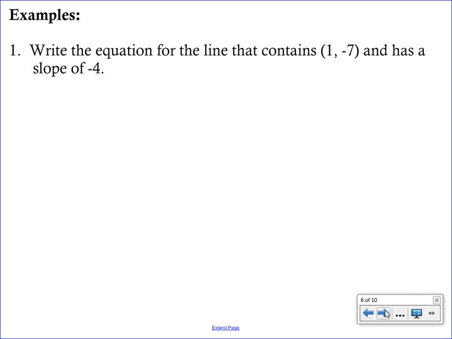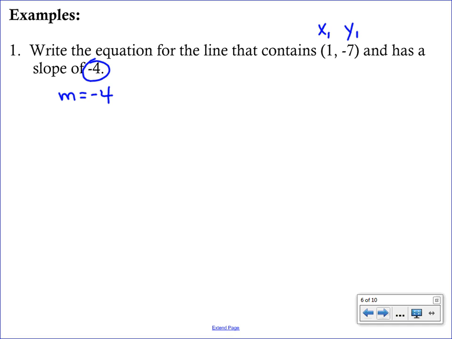Here we are given a point, or the line contains a point, and right away I'm going to label that. Let's call that x1, y1. And then we're told that we have a slope of -4. So let's label that -4 with an m, or let's write down m equals -4. Now, if you recall, our first step in writing a diagonal line was to find the slope, but in this case it was given to us.